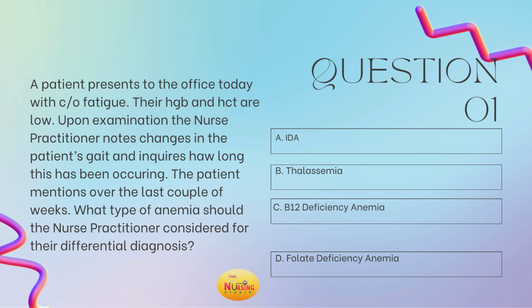So that patient came in complaining of some fatigue, their hemoglobin and hematocrit were low. So, we're thinking anemia. Upon exam, the nurse practitioner notes changes in the patient's gait, inquires about how long this has been occurring, and the patient states that over the past couple of weeks this started, okay? So when you start to think of anemia, I want you to think through the whole picture. And I always say this, walk yourself through it. So if they had those key identifiers, know it. So is it iron deficiency anemia? No, we don't typically see change of gait with iron deficiency anemia. When you think of change of gait, neural deficits, paresthesias, beefy red tongue, that is B12 deficiency anemia, okay? So here, the best differential is C, B12 deficiency anemia.